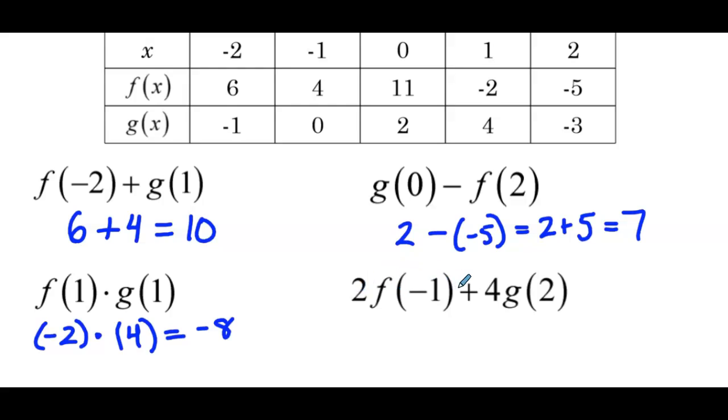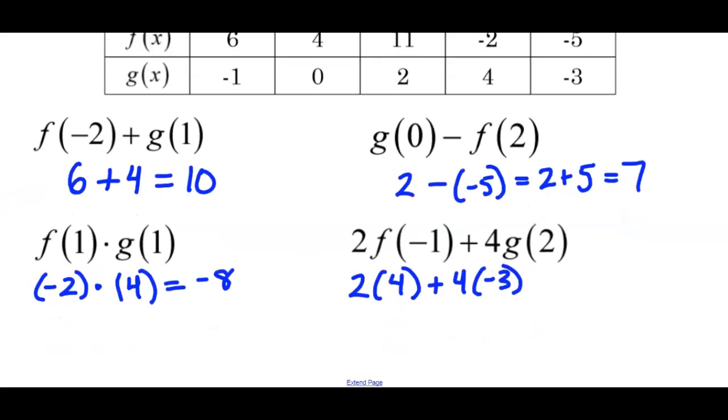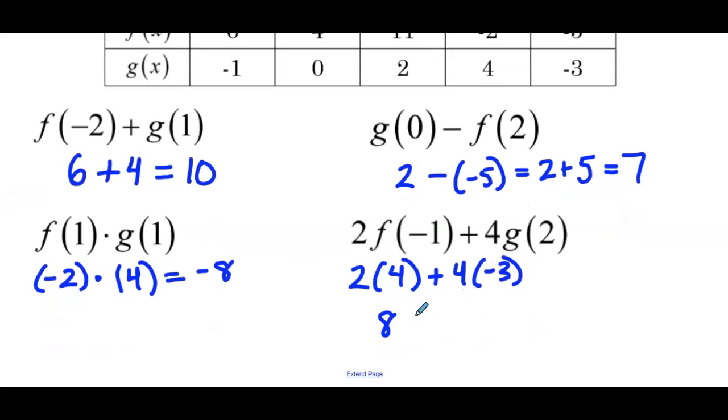2 times f of negative 1 plus 4 times g of 2. So we're going to find each output, then we're going to multiply it by the coefficient, and then add the two products together. So we have 2 times f of negative 1. If we input negative 1, the output of f of x is 4. Plus 4 times g of 2. Input of 2, the output for g of x is negative 3. Now we're going to multiply each term. So we have 8 minus 12, which is negative 4.